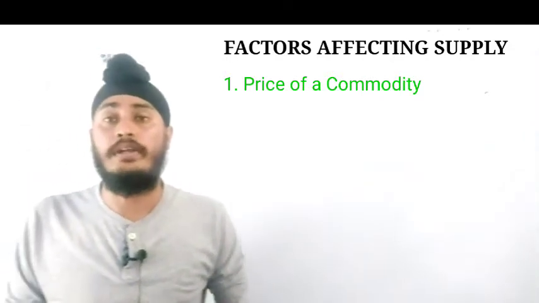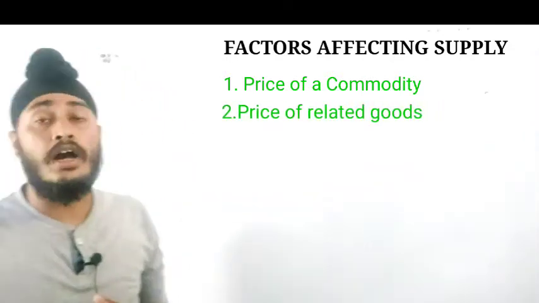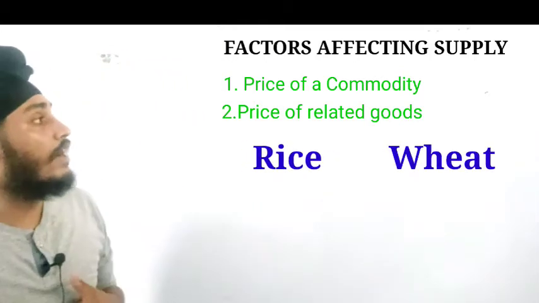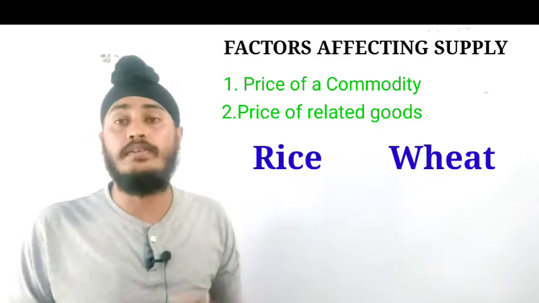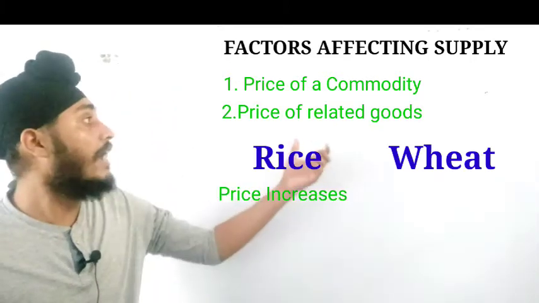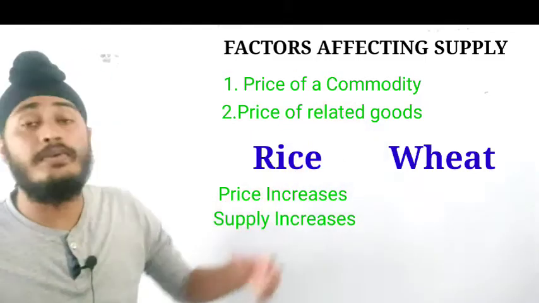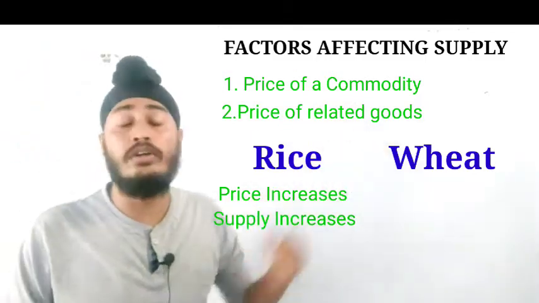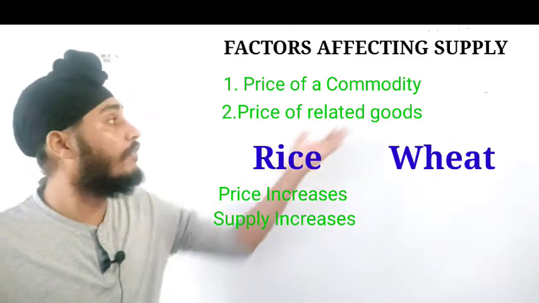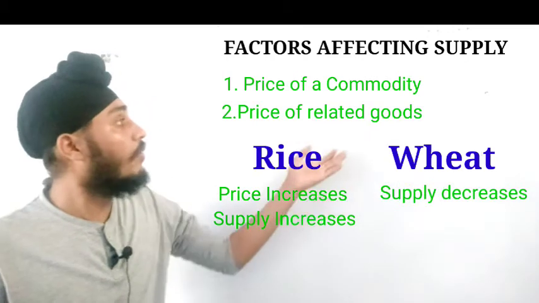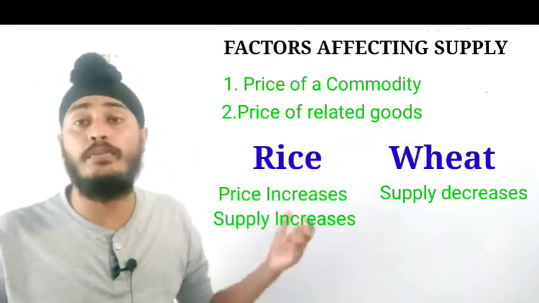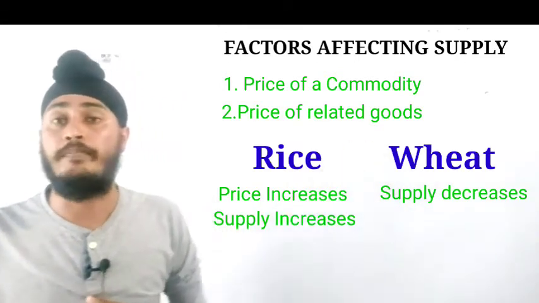The next factor is the price of related goods. To understand this factor, let us see one example. Suppose a farmer cultivates rice as well as wheat. If the price of rice increases, the supply of rice will increase. The farmer will cultivate more rice as compared to wheat. So when the price of one commodity increases, the supply of the other will decrease. Here supply of rice will increase and supply of wheat will decrease. So there is an inverse relationship between two related goods in supply.